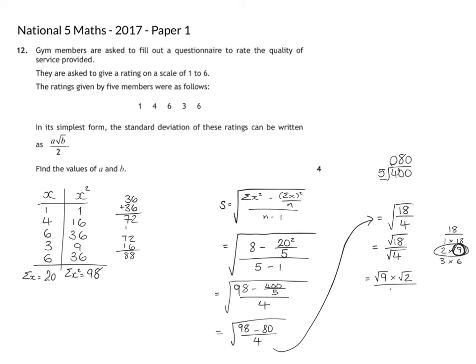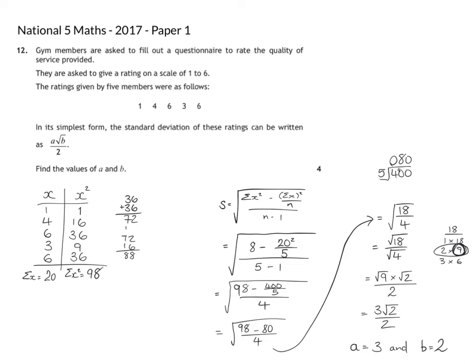Square root of 4 is 2, so there we go. And then on the top, the square root of 9 is 3, so we end up with 3 root 2 over 2. Now asked for finding the values of a and b, so we should write them out. So a equals 3 and b equals 2.